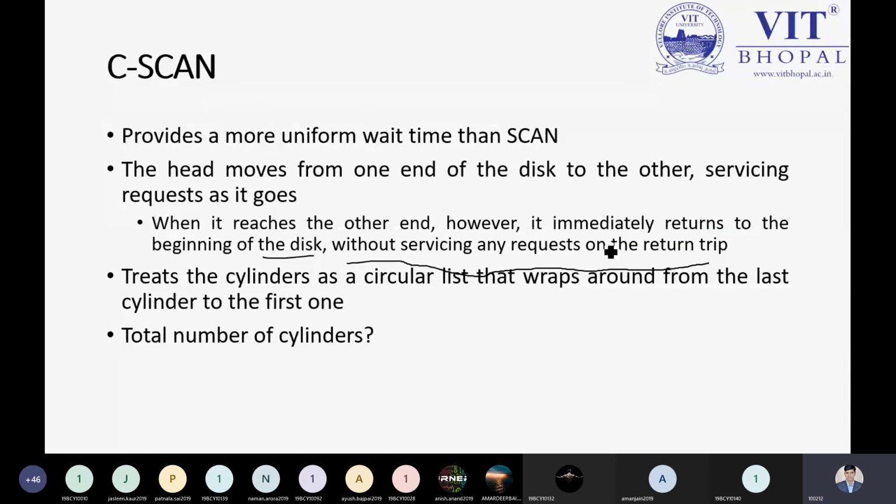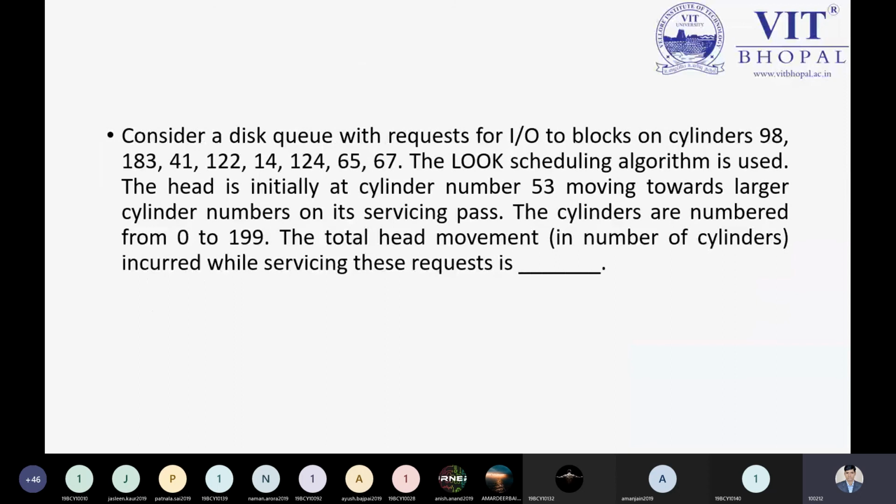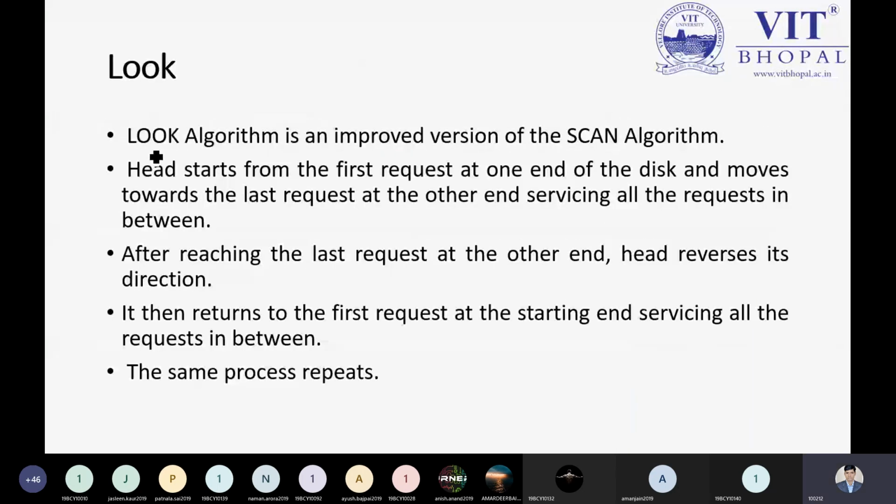And next we have the LOOK. Okay, so LOOK is basically a version of the SCAN, but there's a little bit of difference you need to keep in mind between the SCAN and LOOK. So please have a look at the LOOK algorithm. So the LOOK algorithm is an improved version of the SCAN algorithm. Please keep in mind it is an improved version of the SCAN algorithm, and the head starts from the first request.